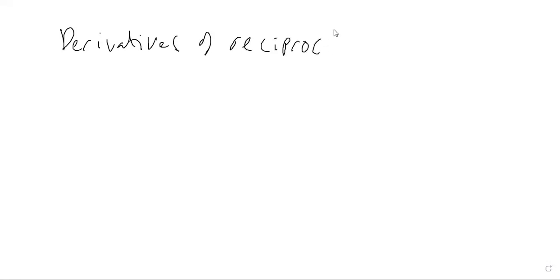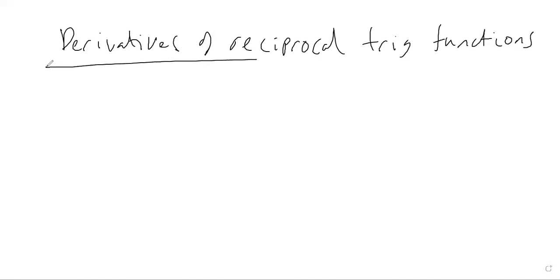Hi, so in this video, we're just going to summarize the three key reciprocal trigonometric derivatives that we proved in previous videos. So let me just make a title of derivatives of reciprocal trig functions. So the reciprocal trig functions are going to be cosec, sec, and cot.